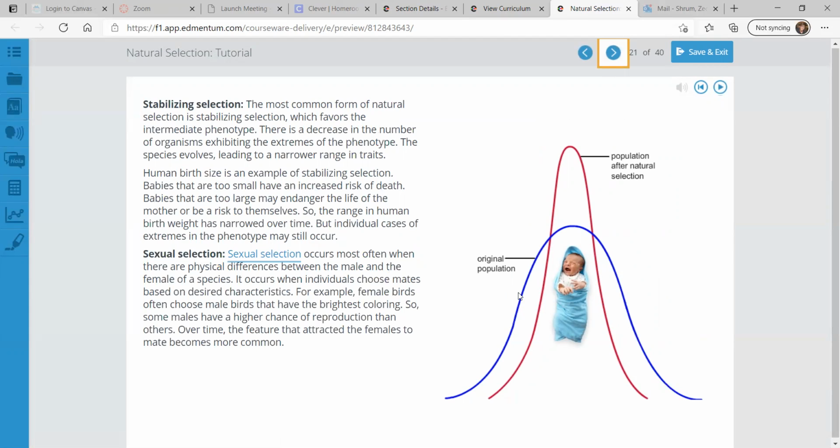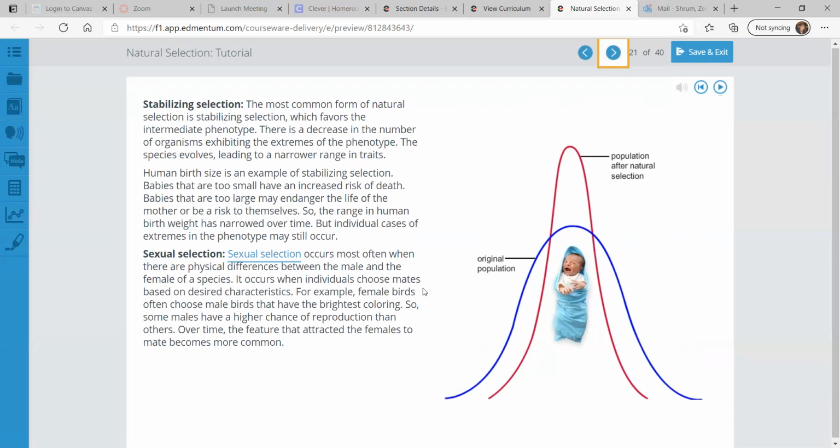Babies that are too small have an increased risk of death. Babies that are too large may endanger the life of the mother or be a risk to themselves. So the range of human birth weight has narrowed over time. So this shows the original population. And then after natural selection, the range of newborn baby weight has narrowed because that is the most ideal.